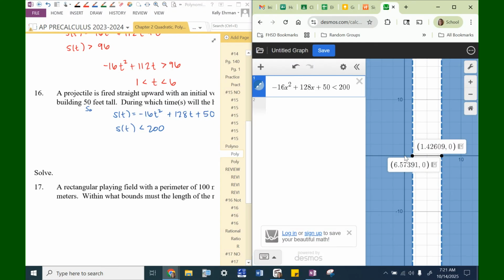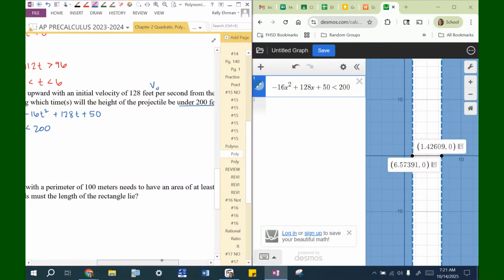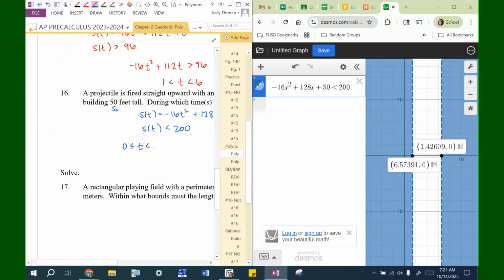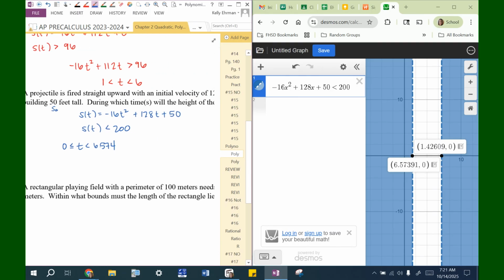So first off, I'm going to say including 0, 0 can be less than or equal to t, and let's see, under 200. We're not including the time where it hits 200. So less than 6.574, round to 3 places. And then there's also this other time where, oh, sorry, I got my numbers mixed up. Careful with the labels where they show up. 1.426. The other time is 6.574 is less than t.